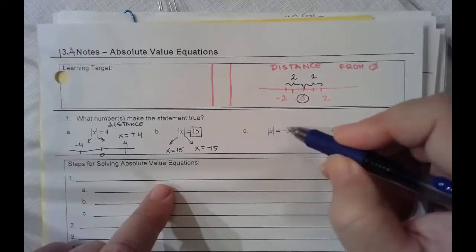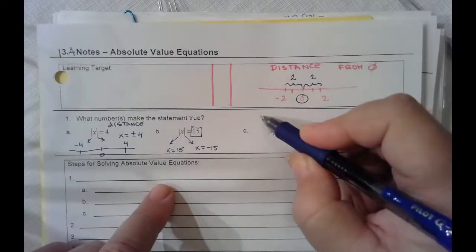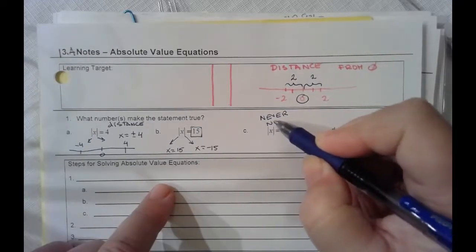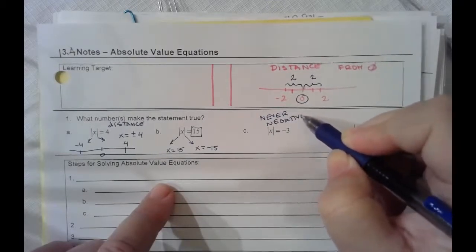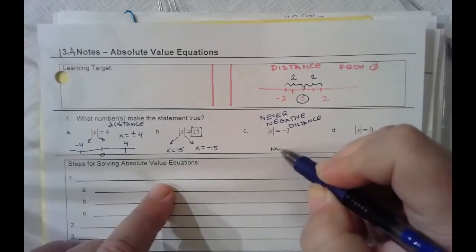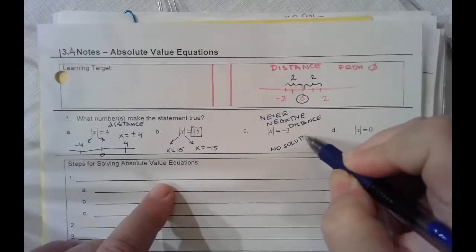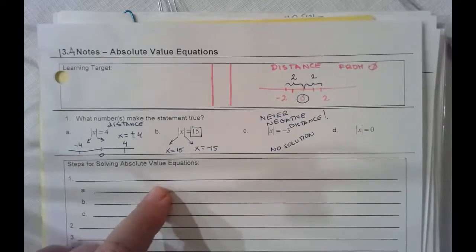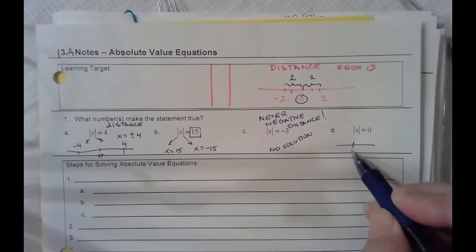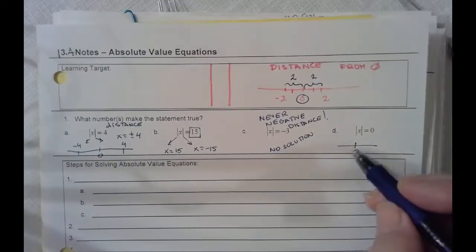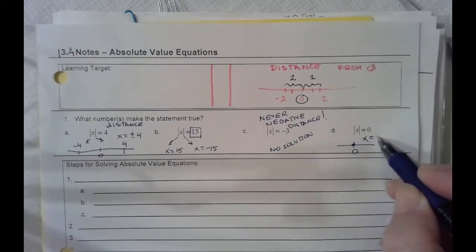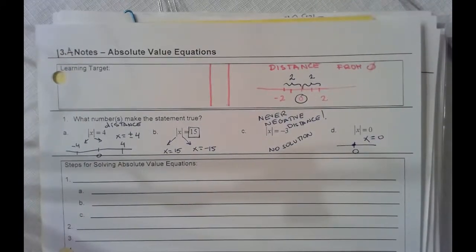Can I ever have a negative distance? Never. So this would be no solution, because you can never have a negative distance. And if I'm looking at a number line, how many zeros do you have? One. 0 to 0 is 0. So if I'm looking for a distance of 0, my only possibility is when x is equal to 0.